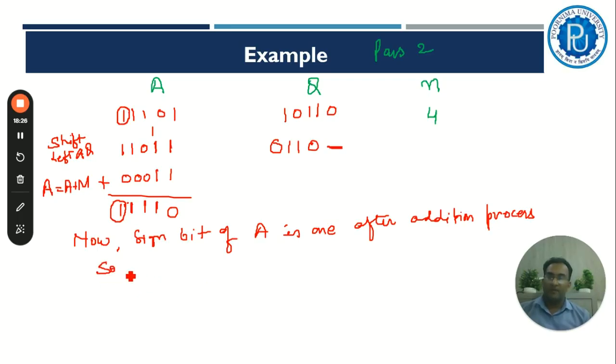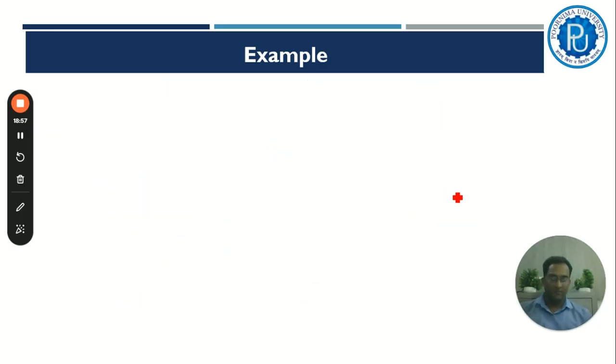So Q naught will become equal to 0 here. That's the 0th index, it will become 0. Now the value of accumulator is 1 1 1 1 0, and the Q register will become 0 1 1 0 0 there. This is pass number 2. Now let us move on to pass 3.